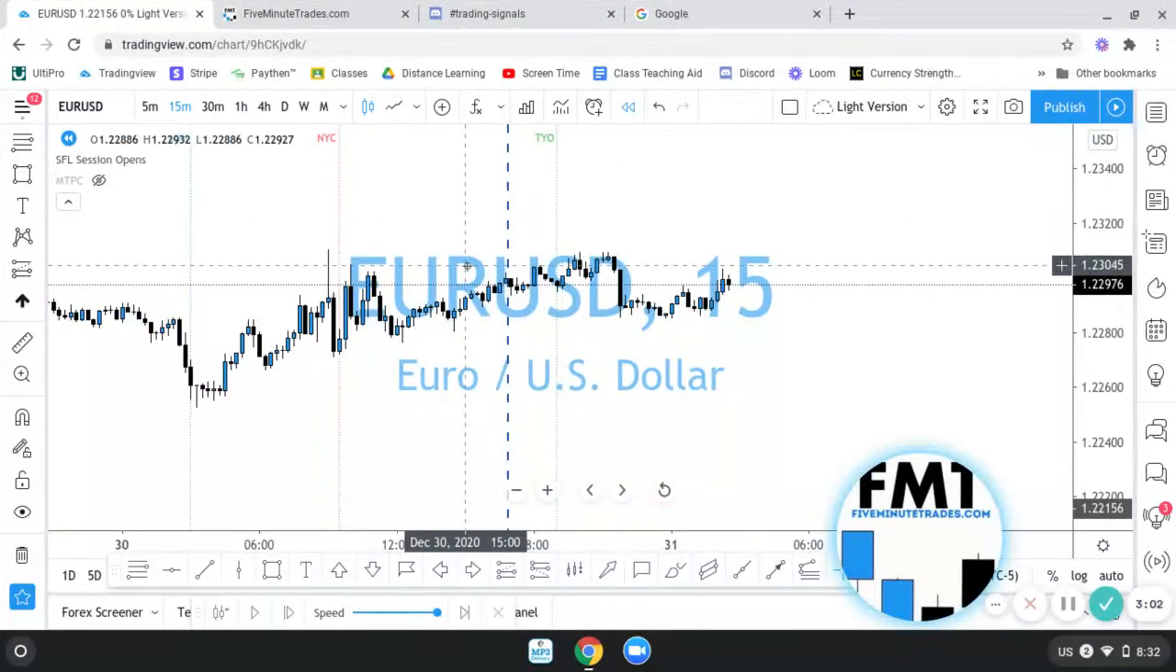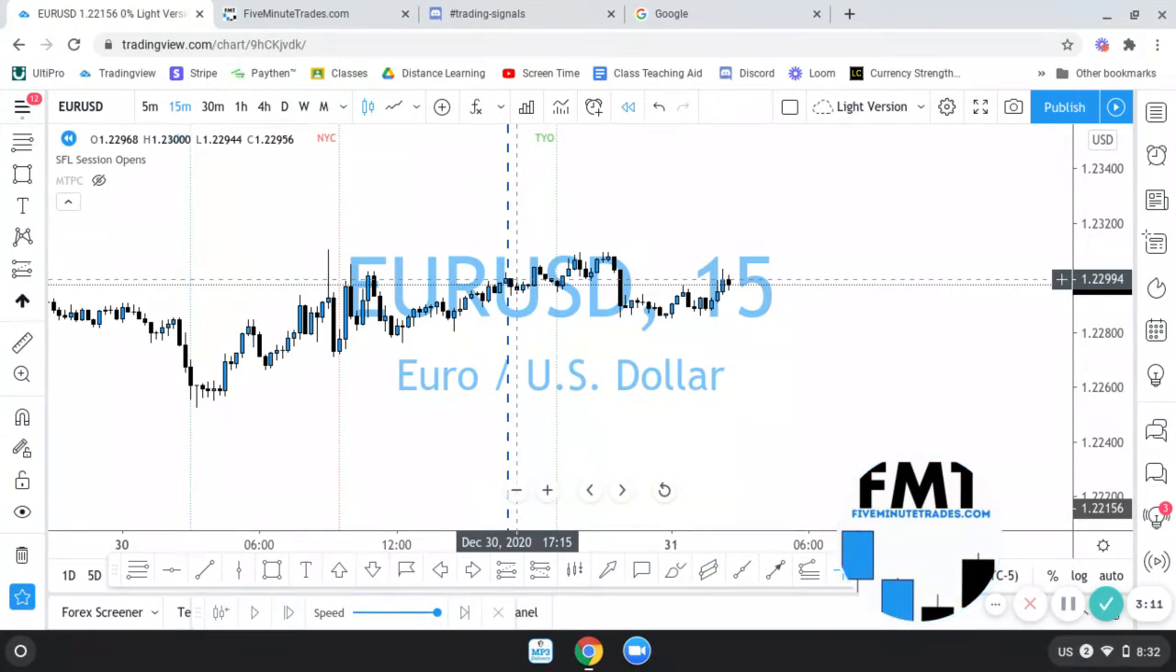So let's talk about market structure in this trade, why I got into this trade, and how I was able to send it to members of our trading service at 5minutetrades.com, and how they made money with it as well, those who got in with me.